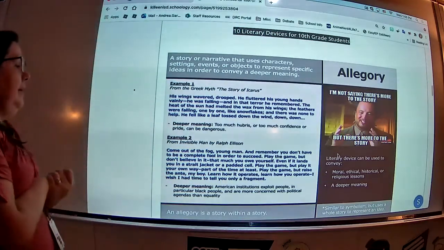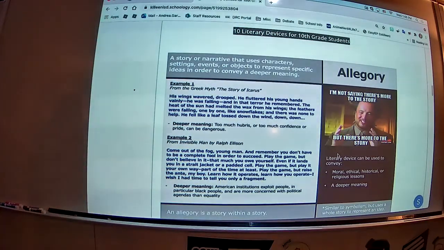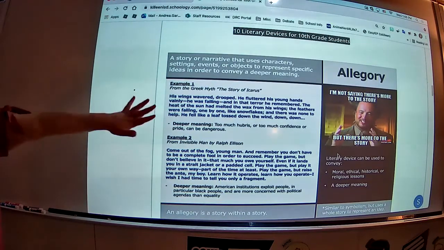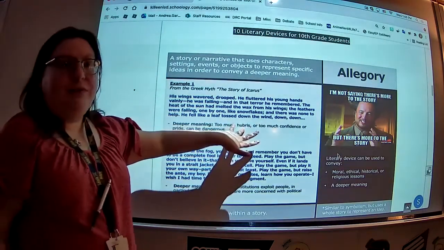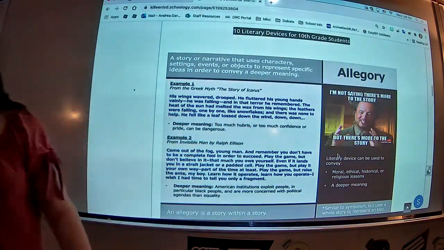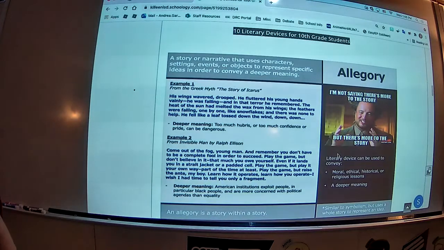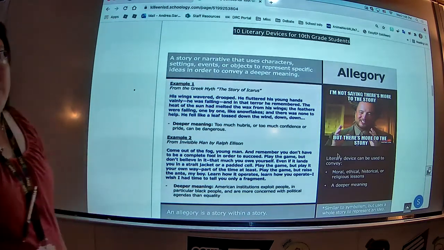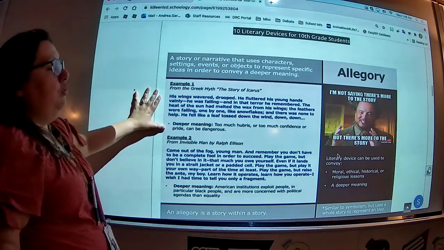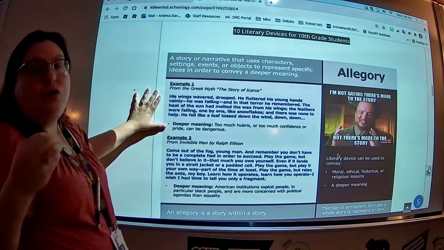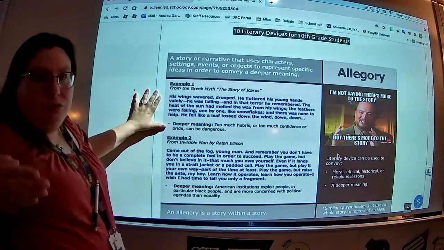So the deeper meaning, when they include these stories, is too much hubris, and hubris is a high-level vocabulary word. Basically it means you're too cocky, right? You think too highly of yourself, you have too much confidence, or too much confidence or pride can be dangerous. So you have to know your limits, right? He needed to not fly so high. So this will sometimes be incorporated into movies and stories where they're trying to tell you to know your limits.